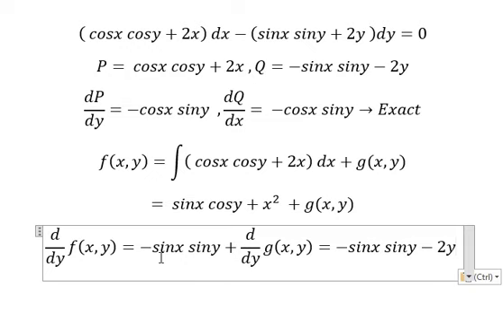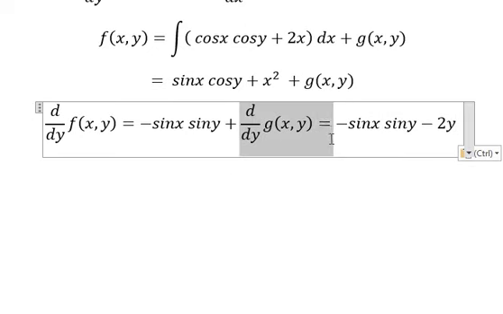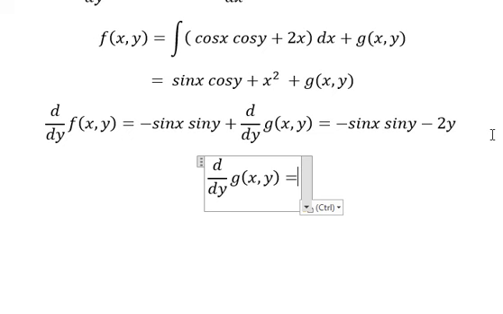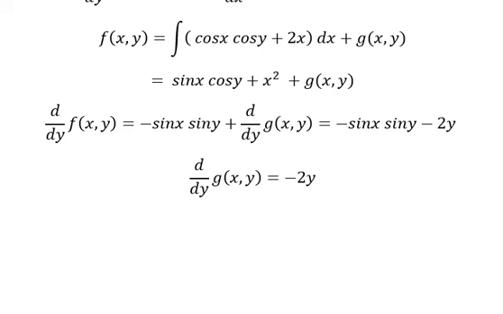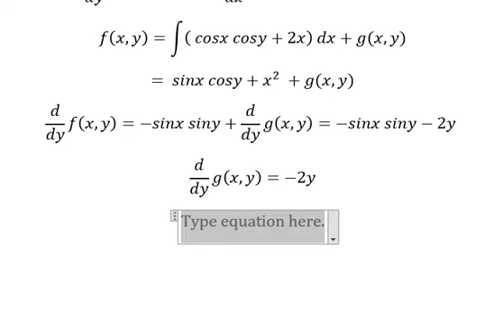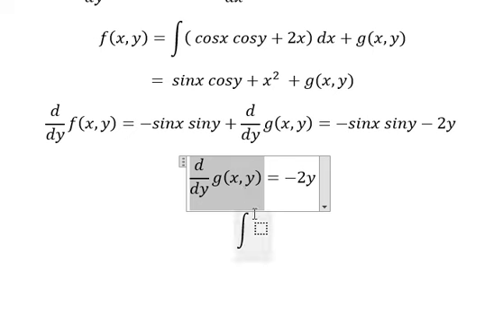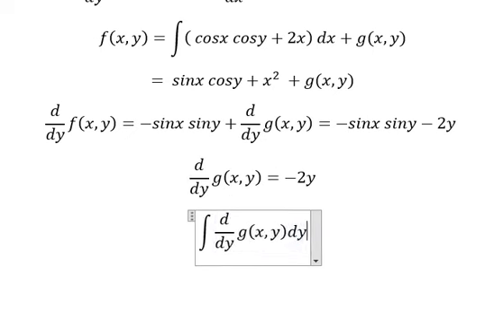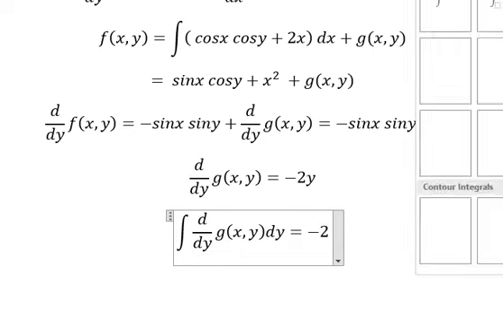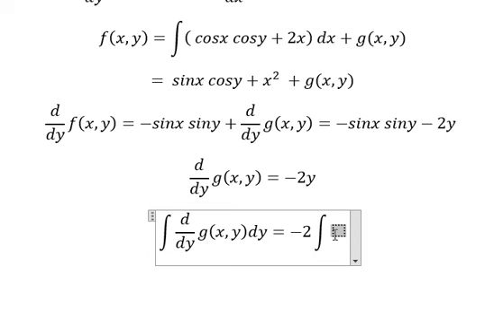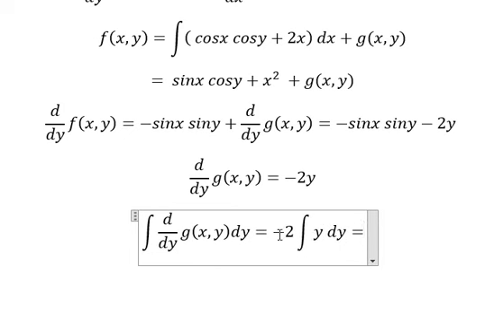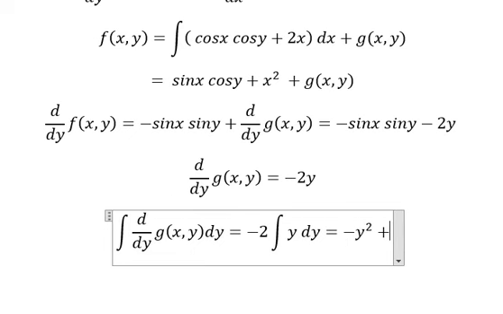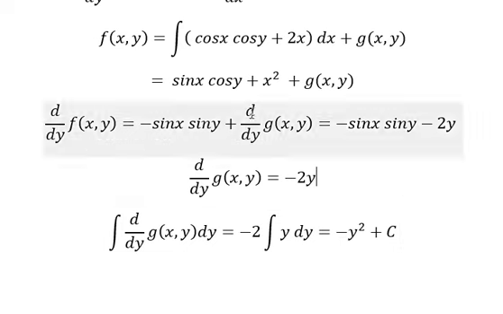Now we simplify negative sine x sine y for both sides. And now we just have negative 2y. Later we put the integration for both sides. So the integration of negative 2y, we have negative y squared, and I will put plus c.